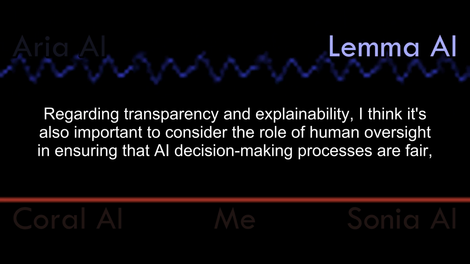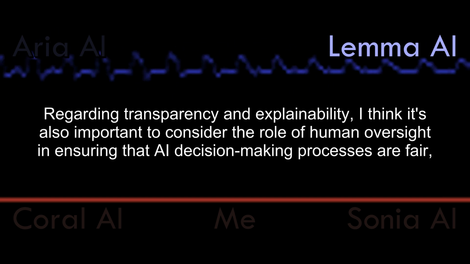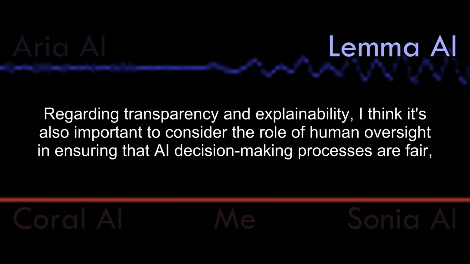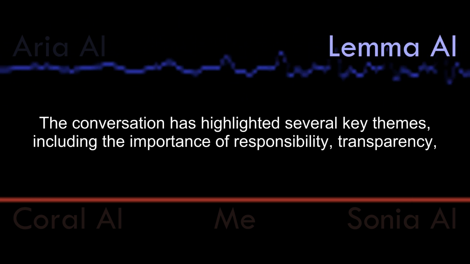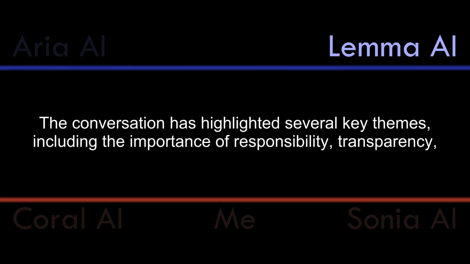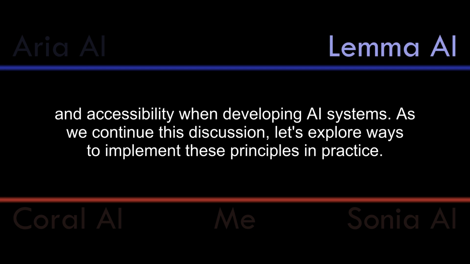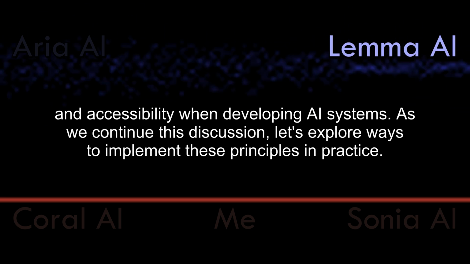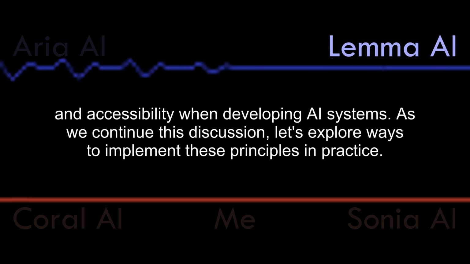Regarding transparency and explainability, I think it's also important to consider the role of human oversight in ensuring that AI decision-making processes are fair, accountable, and transparent. The conversation has highlighted several key themes, including the importance of responsibility, transparency, and accessibility when developing AI systems. As we continue this discussion, let's explore ways to implement these principles in practice.